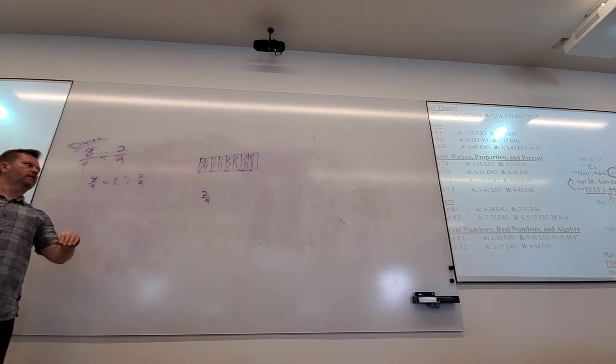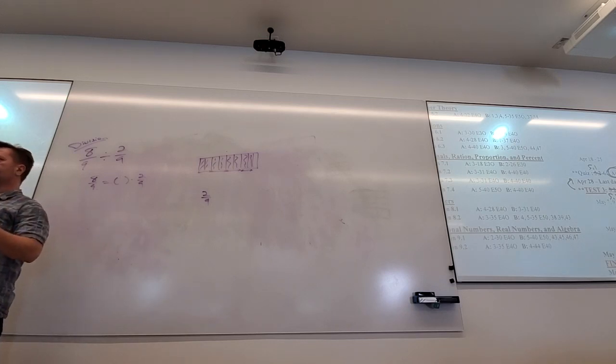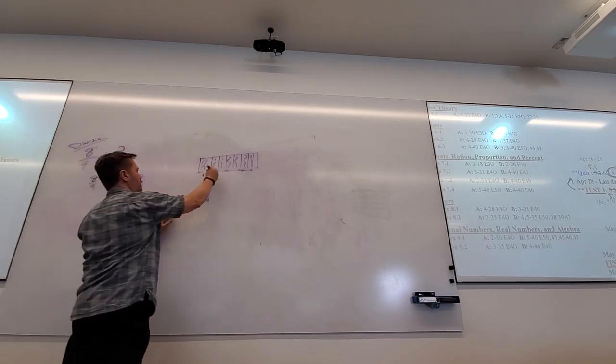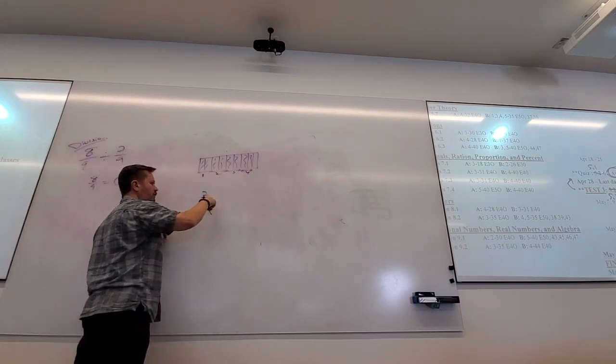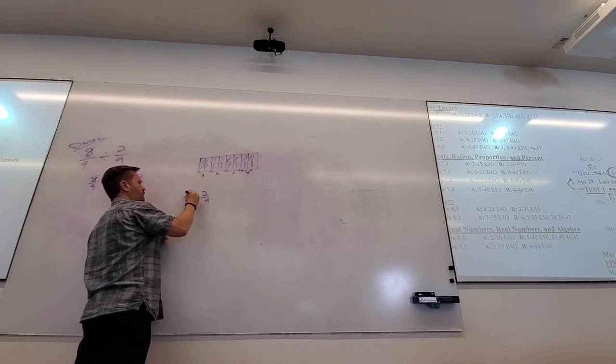Now, of course, 8/9 and 2/9 go together, so that was an easy one. So 1, 2, 3, 4. There's 4 of these in 8/9. So 8/9 divided by 2/9 is 4.